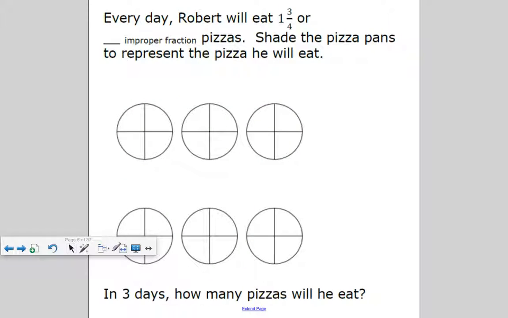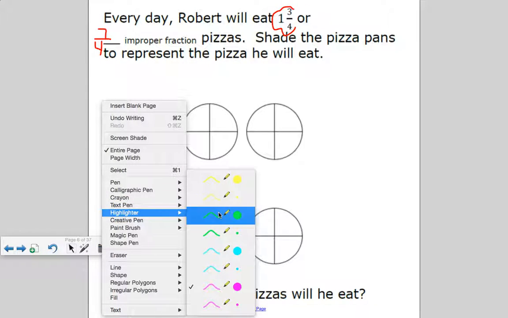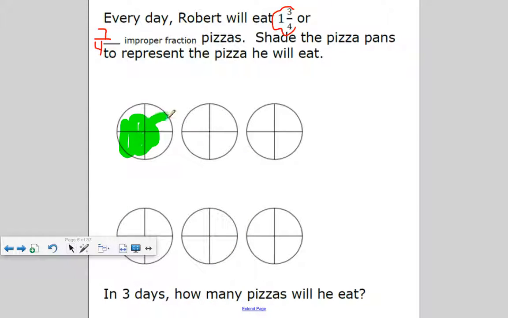Let's look at another example. Every day, Robert will eat 1 3/4, or let's turn this into an improper fraction. 4 times 1 is 4 plus 3 is 7/4. So every day he eats 7/4 pizzas. It must be like a little Totino pizza or a personal sized pizza. That's a lot of pizza to eat. Shade the pizza he eats. So using my highlighter, he eats 1 3/4 or 7/4. 7 slices of a fourth.